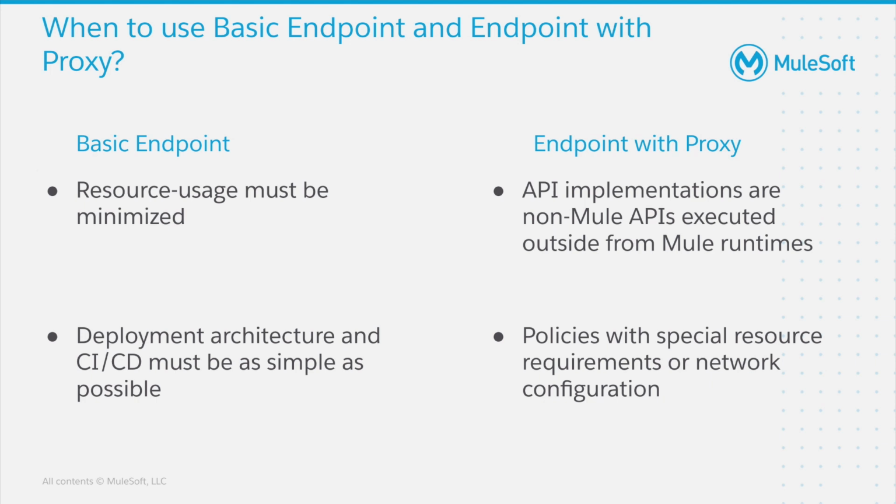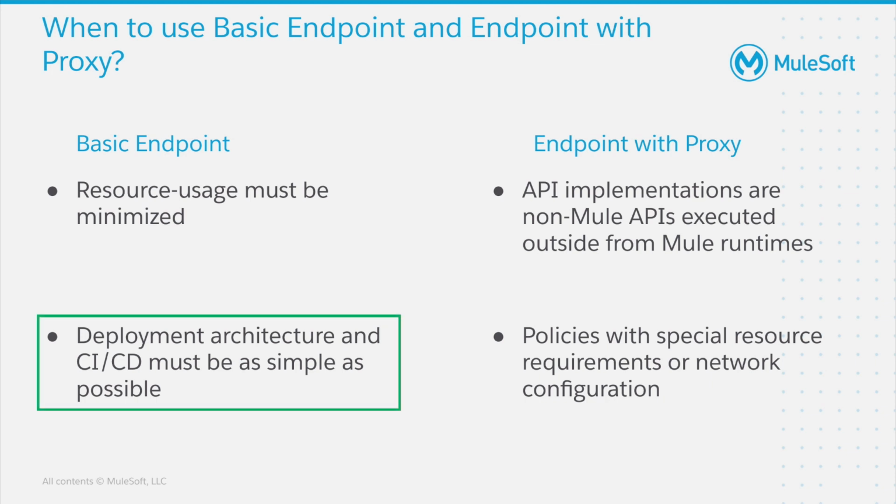Basic endpoints are usually preferred when resource usage must be as small as possible. In this case, the embedded API policy enforcement is preferred because the number of nodes approximately doubles when API proxies are used, as we then have one implementation and one separate proxy application. Another scenario where customers decide to take the basic endpoint approach is when the deployment architecture and CI/CD pipeline need to be as simple as possible.